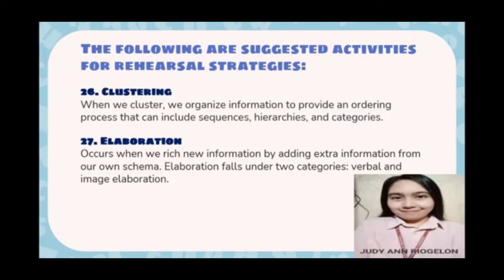Lastly is elaboration. This occurs when we reach new information by adding extra information from our own schema. It is a process of linking information to what we already know. So there are two categories of elaboration, the verbal and image elaboration. Verbal elaboration is asking questions that aim at drawing connections between the newly learned information and that which is already available in someone's knowledge, while visual elaboration is to create mental pictures or envision a place or event.